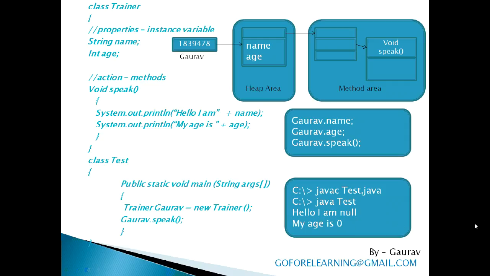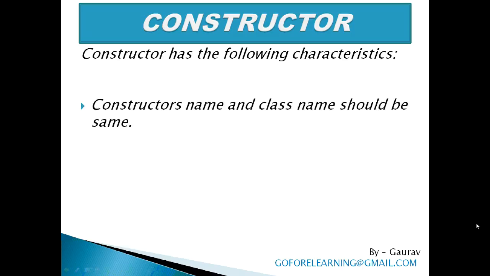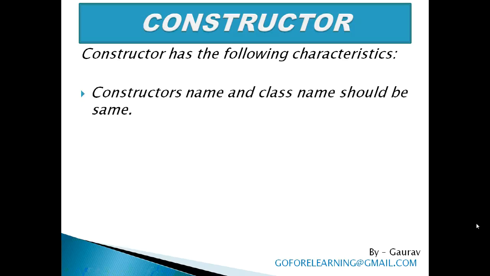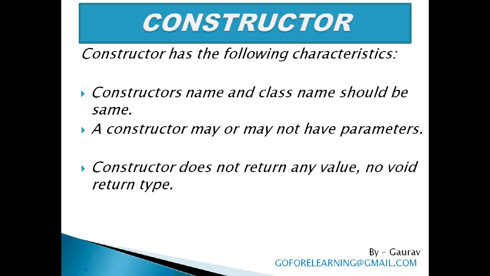Now, the most important thing is the constructor. A constructor is similar to a method that is used to initialize the instance variables. A constructor has the following characteristics. Constructor name and class name should be the same. A constructor may or may not have parameters. Parameters are variables to receive data from outside into the constructor. If a constructor does not have any parameter, it is called a default constructor. If a constructor has one or more parameters, it is called a parameterized constructor. A constructor does not return any value, which means void is not required.